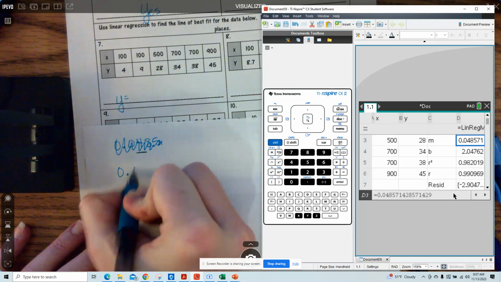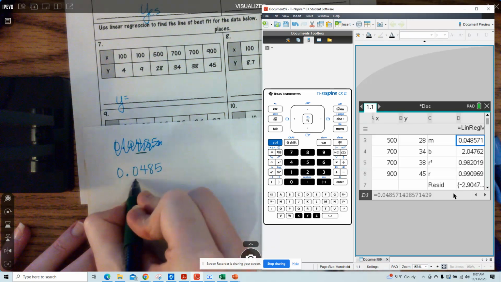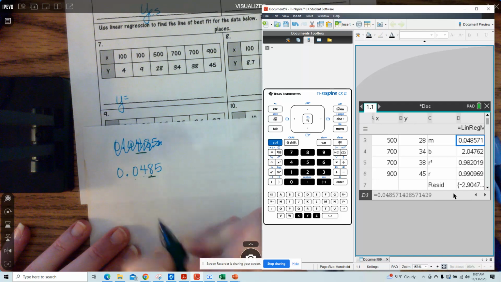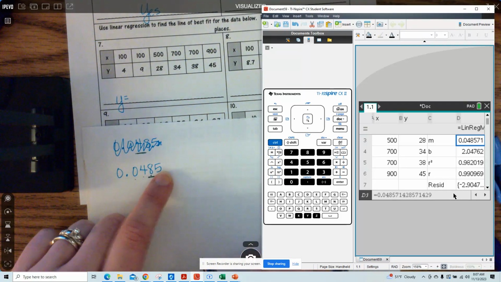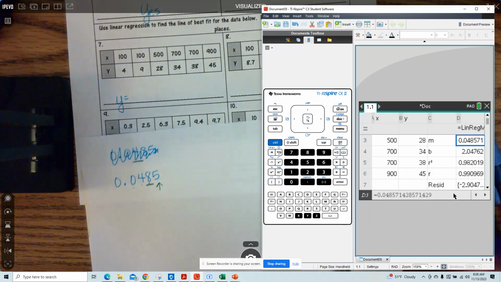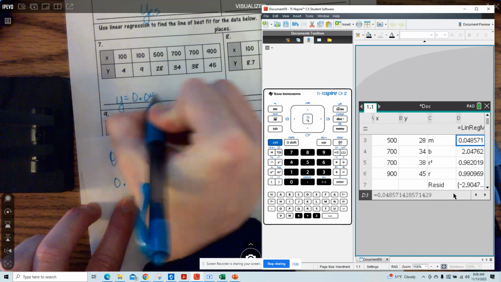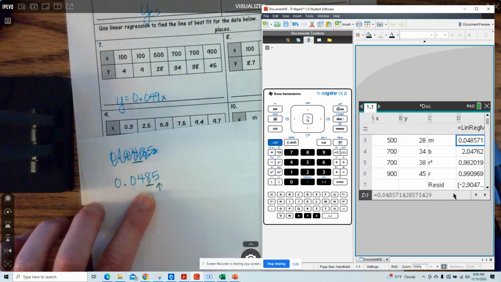So 0.0485. So 1, 2, 3 numbers after the decimal. That's the place I'm rounding to. I look at the number to the right. So does the 5 tell me to go up or stay the same? Go up. So this would go up to 0.049. And then my X goes after my slope.